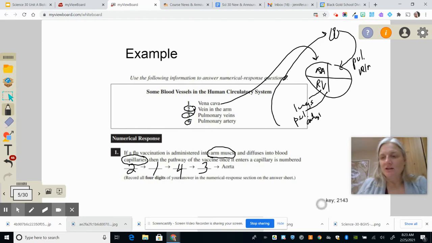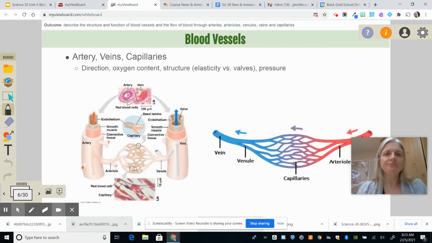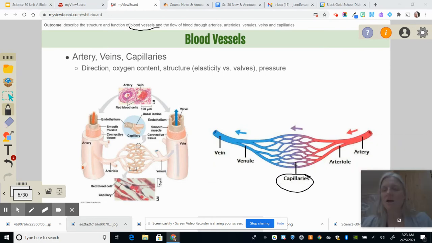And if you hadn't noticed, the key is down below for most of these questions, not all, but a lot of them. All right, next outcome. Describe the structure and function of the blood vessels and the flow of blood through arteries, arterioles, venules, veins, and capillaries. So this actually would have been great before the last question because we were talking about being in a capillary at that point. So here is our flow of blood.